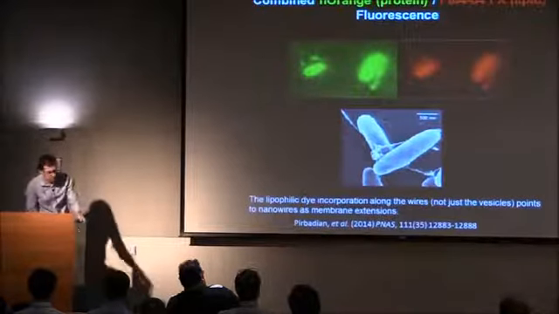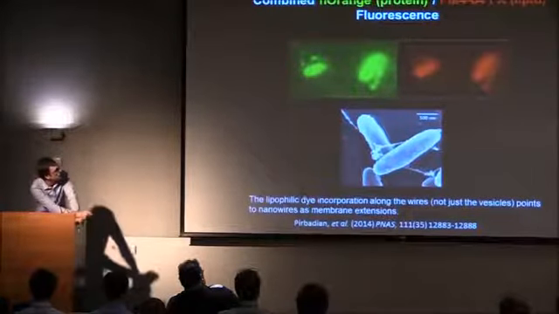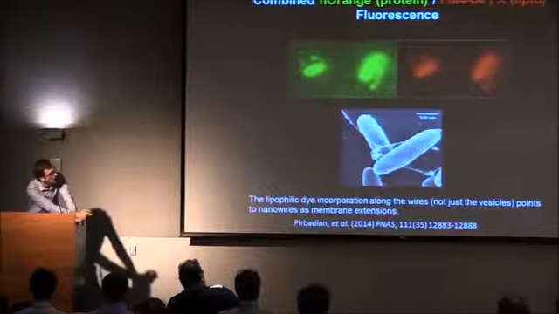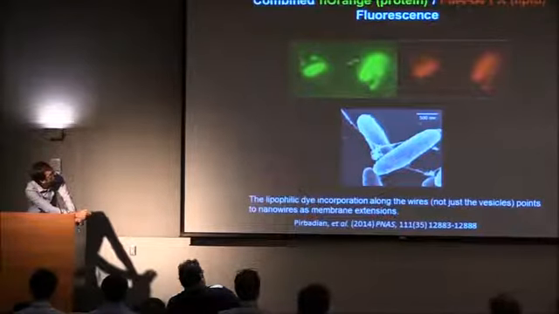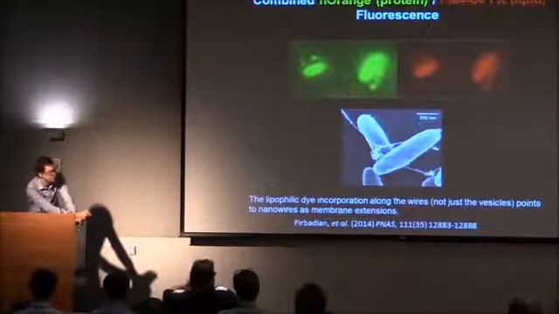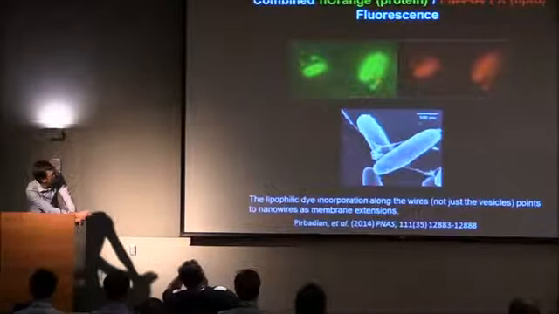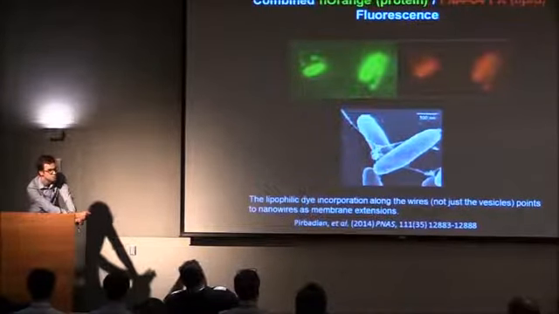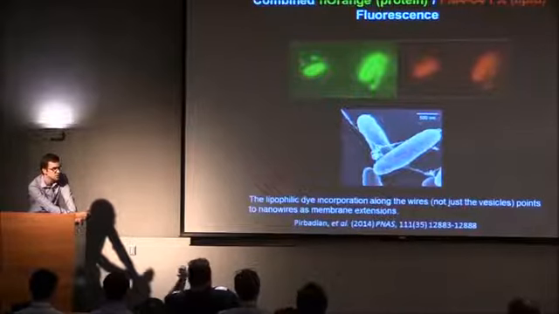So we tried to look at the composition of these structures. We used fluorescent dyes that are specific to protein, the green one on the left, and specific to membrane, the red one on the right. And surprisingly, we saw that the same structures are stained by both the protein and the membrane-specific dyes, which showed that there's probably membrane involved here.